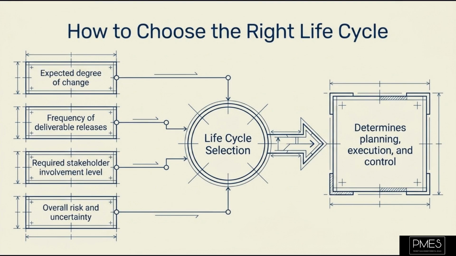Choosing the right project life cycle depends on several factors. Consider the degree of change expected, the frequency of deliveries required, the level of stakeholder involvement, and the amount of risk and uncertainty. Your choice will significantly impact how you plan, execute, and control the project.